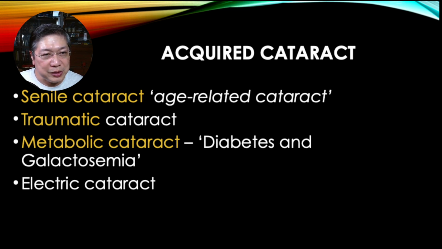The most common will be the ones highlighted here: senile cataracts, traumatic cataracts, and metabolic cataracts. And by their name, senile cataracts are found in the elderly, traumatic cataracts are because of trauma, and metabolic cataracts are because of problems in your metabolism like diabetes and galactosemia. Of these two, diabetes would be more common. Getting electrocuted, especially if the electric current passes through the eye, could cause an electric cataract.